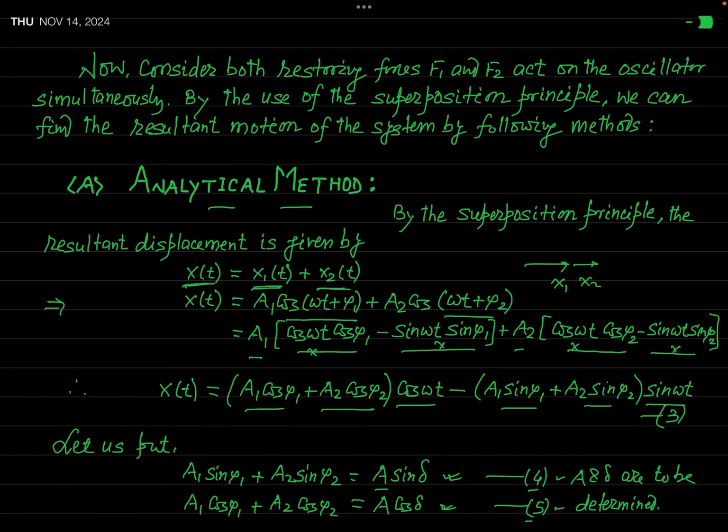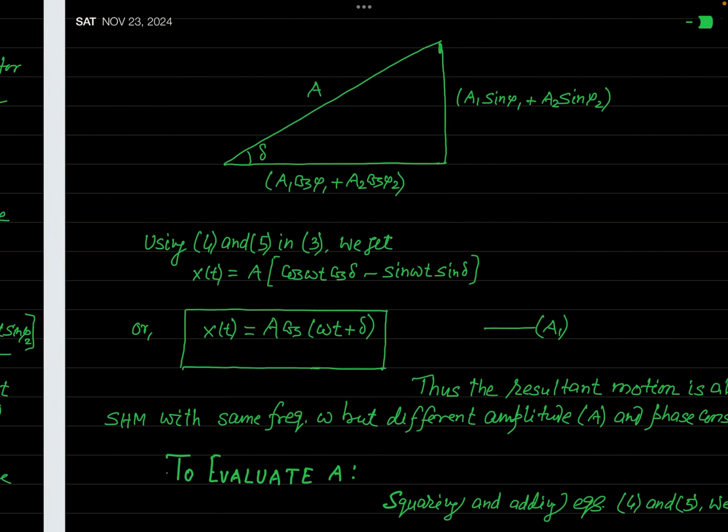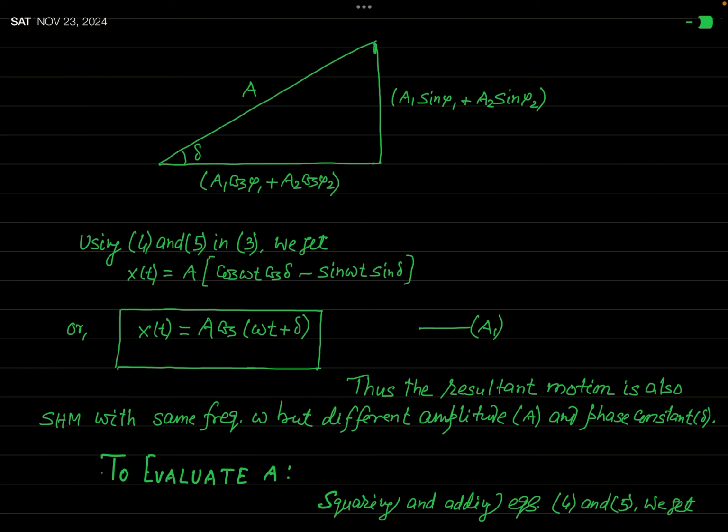But first of all, we will put the values of A1 cos phi 1 plus A2 cos phi 2 and A1 sin phi 1 plus A2 sin phi 2. For this, we will substitute A cos delta and A sin delta. So after using equations 4 and 5 in 3, what will be our result?